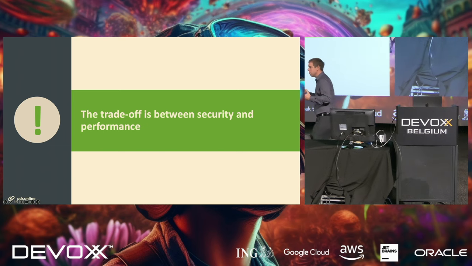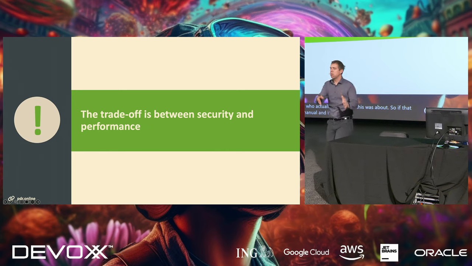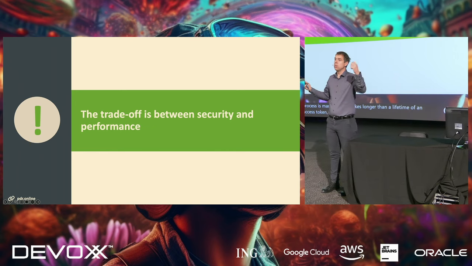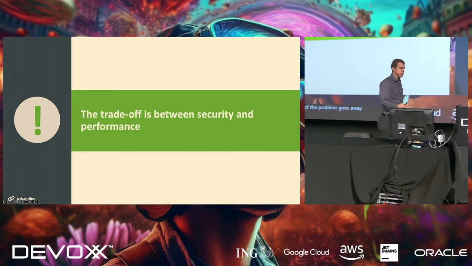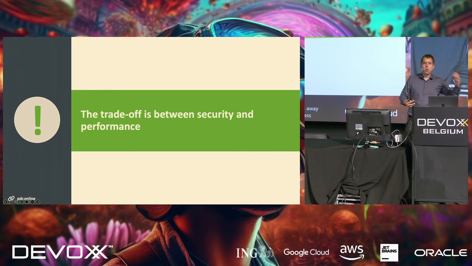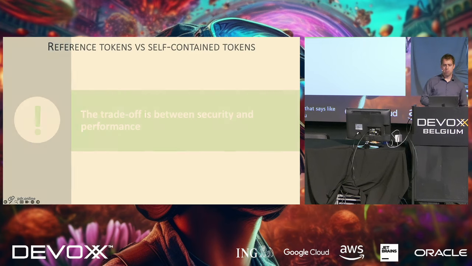So if that process is manual and it takes longer than the lifetime of an access token, you don't need this, because you can always revoke refresh tokens. And poof, the problem goes away anyway. But if you have an automatic revocation process, anomaly detection, abuse detection, something automated that says, this is weird, bam, revoke access token, then this might matter in practice.